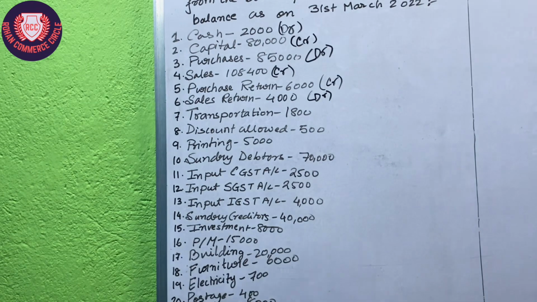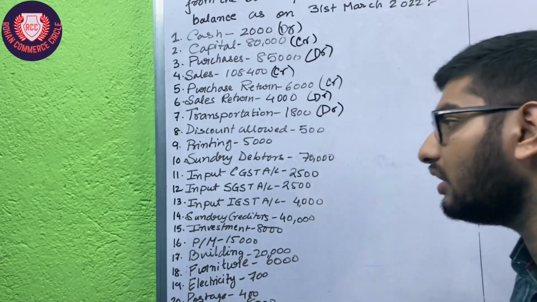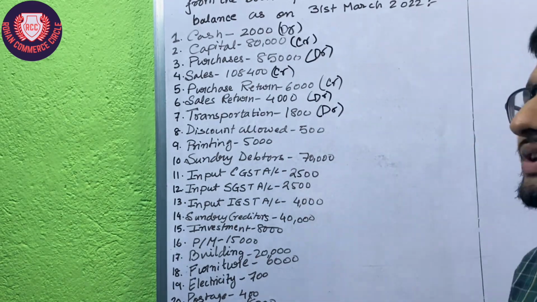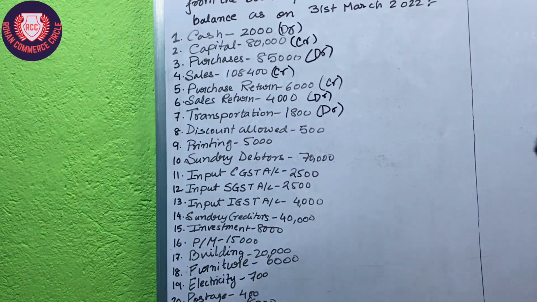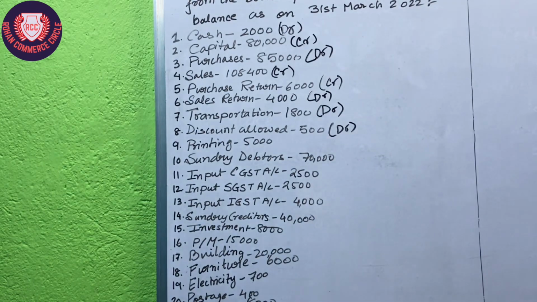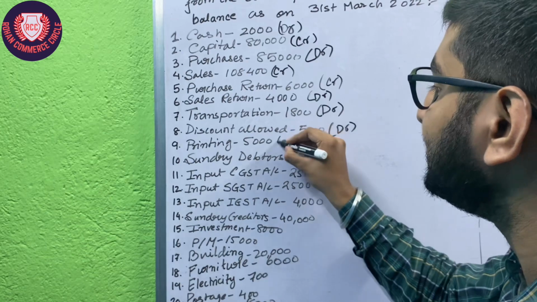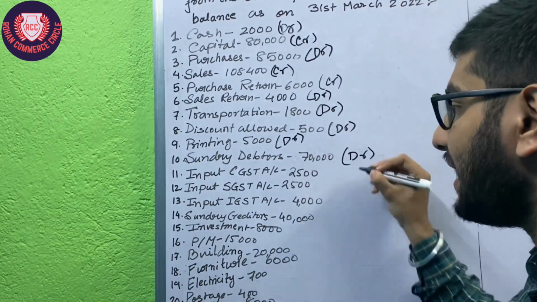Next is transportation. Obviously transportation is an expense. So we will debit it. Next is discount allowed. That means we have allowed a discount. That is our expense. So we will debit it. Expense has debit balance. Next is printing, that is also an expense, so this will have debit balance. Next is sundry debtors, an asset, so we have debit balance.